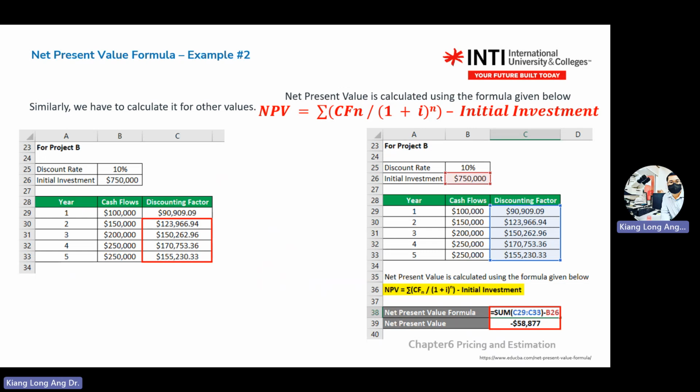So in this case, the answer for your revision is that you write negative 18.877K. Right? Then you compare the two. So in this case, project A will be better compared to B. Nothing complex here.